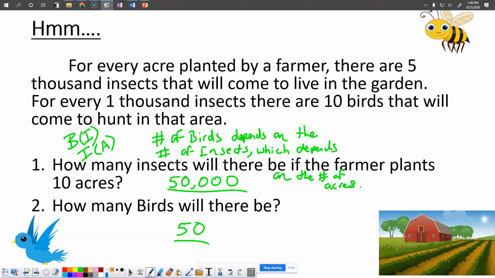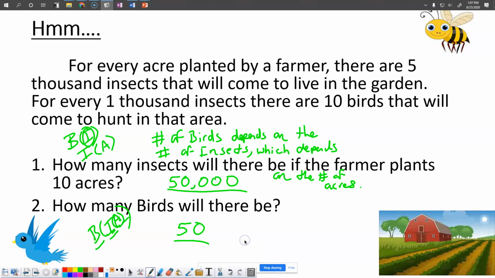So we have two functions here. Birds are dependent on insects, and insects are dependent on acres. But ultimately, since birds are dependent on insects and insects are dependent on acres, that means birds are also dependent on acres, right? Because if there's no acres, there's no insects, and if there's no insects, there can't be any birds. A way we can show this is instead of putting just the letter I here, we could put I of A there. That means birds depend on insects, which depends on acres.